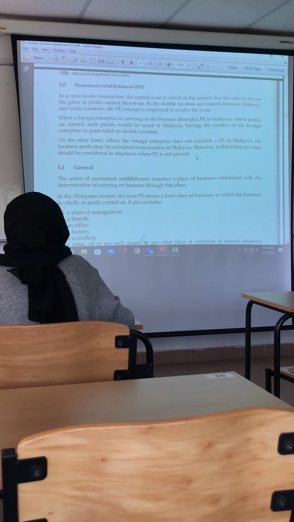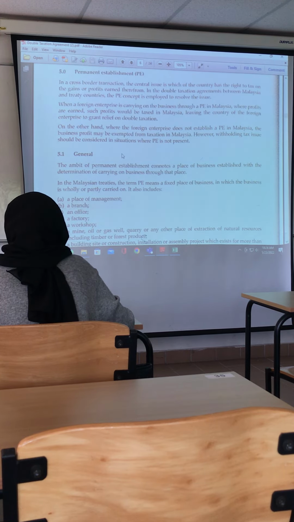So when you don't have a PE in Malaysia, but you are a non-resident person and the payment falls under withholding tax, you're talking about income, royalty, interest, contract payment, or the entertainer, all these things, withholding tax is still applicable. Right, but in business, you are referred to the permanent establishment. Alright, how do you know whether you have a PE or not?